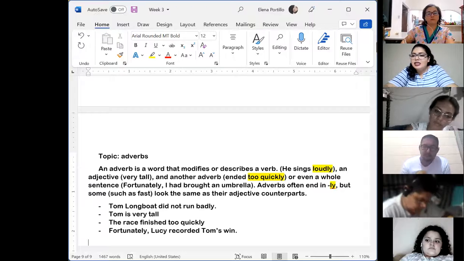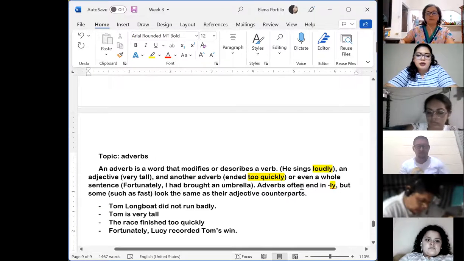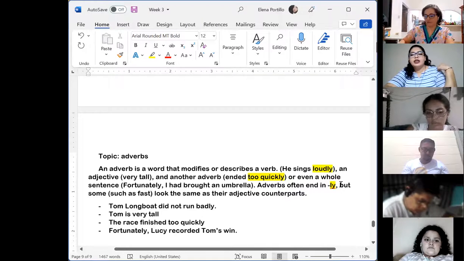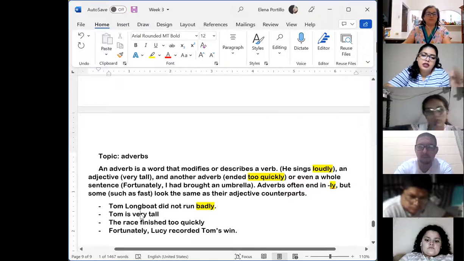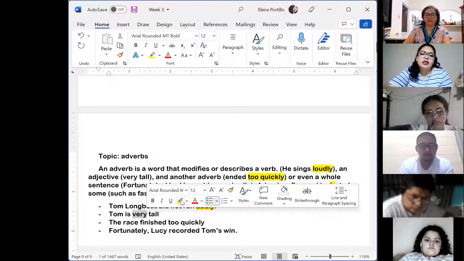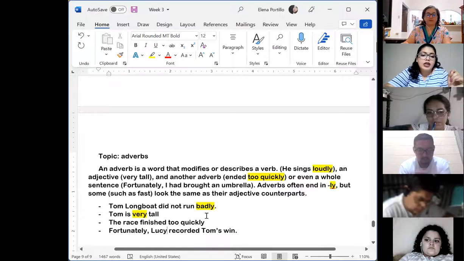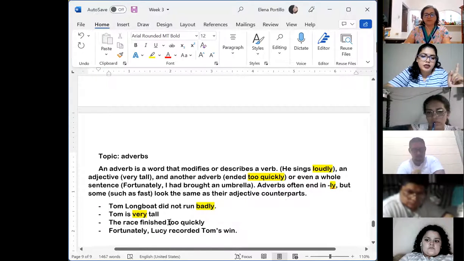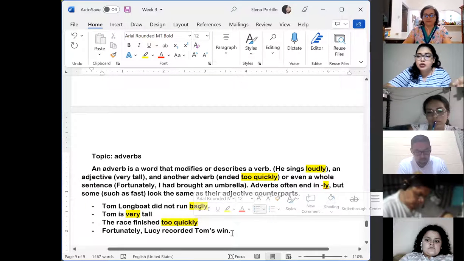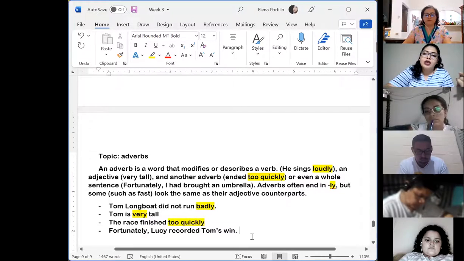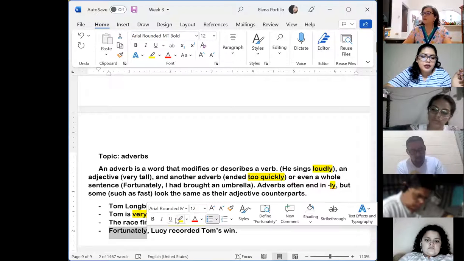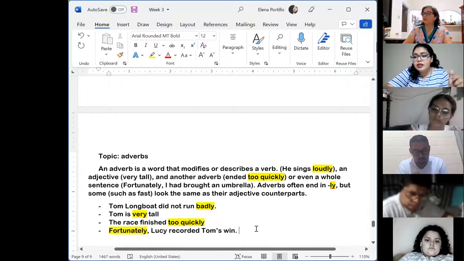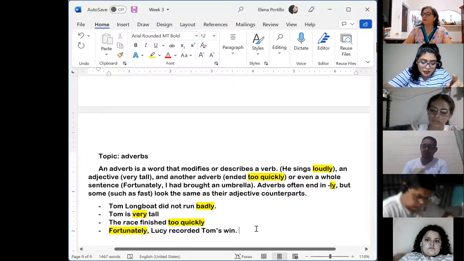In this case, it is easy to identify the adverbs because they are ending with L and Y. In this case, we have this one, badly. In this case, we have very, it's not the L and Y, but we know that in this case it is an adverb. Then quickly and too, because it is an example, too quickly, we have two adverbs in this case, but one is modifying the other one. And in this case is fortunately. So it is not complicated to identify the adverbs in those sentences.